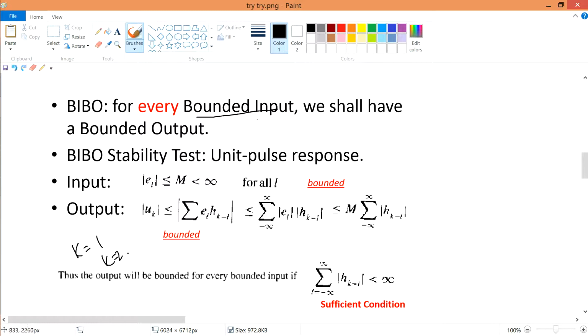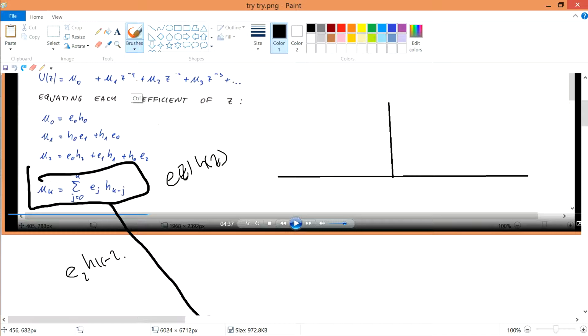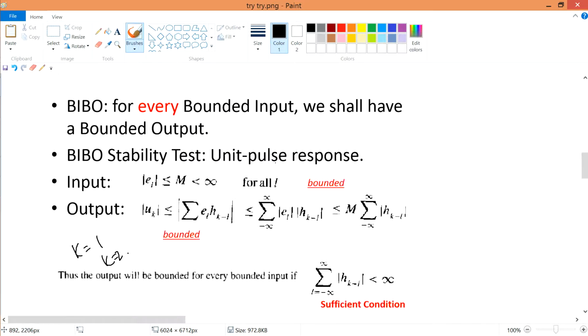So let's talk about the bounded input first. Your bounded input E, if you think about it, where does your E come from? It is actually coming from back to here, something that you're familiar with from the previous video. Your output is equal to your input multiplied by your transfer function, Hk. So this is your input. If your input is bounded, E_L, where L is equal to 1, 2, 3, and so on to infinity.